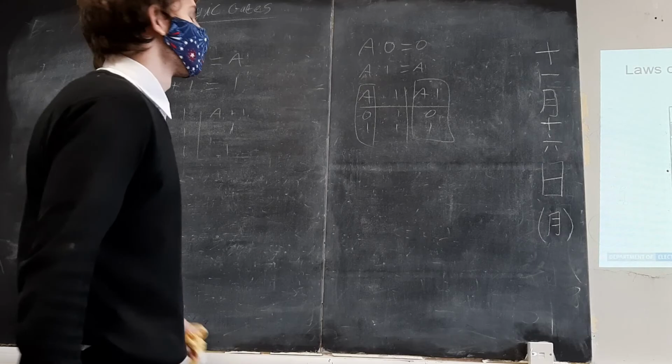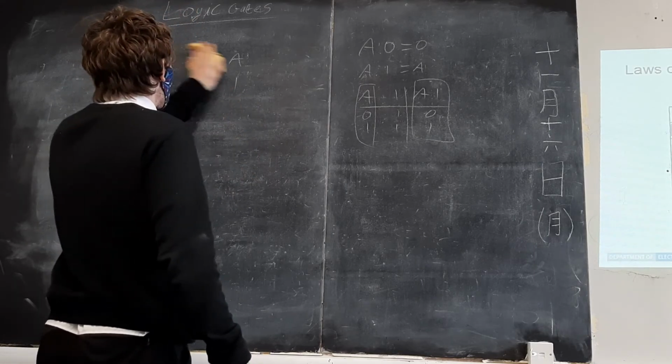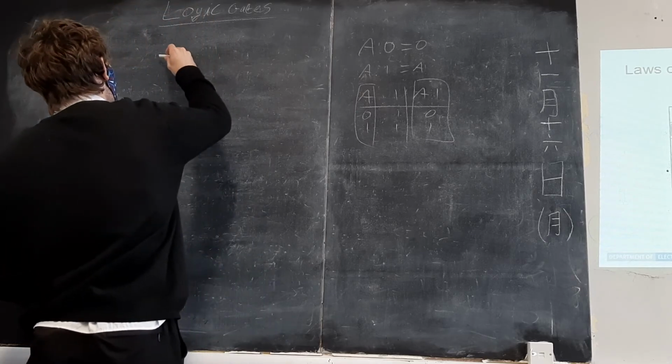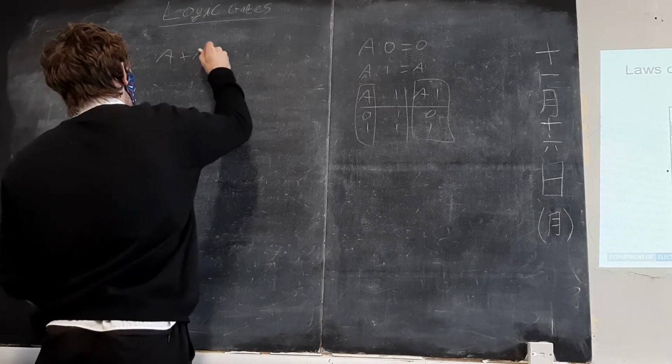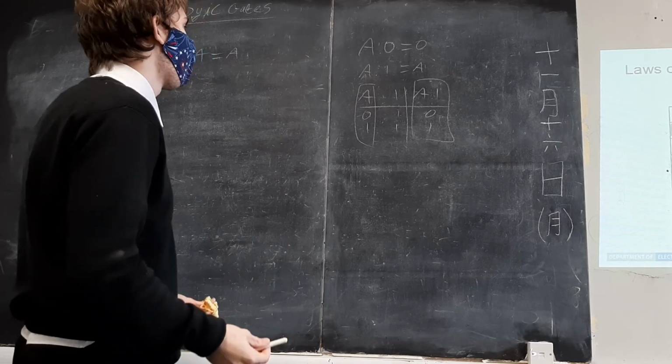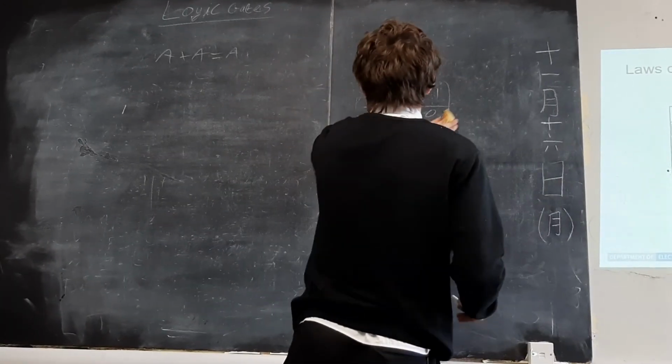Okay. Now we have when we OR them together and AND them together. So we have A or A is equal to A, and the same is true for A and A.